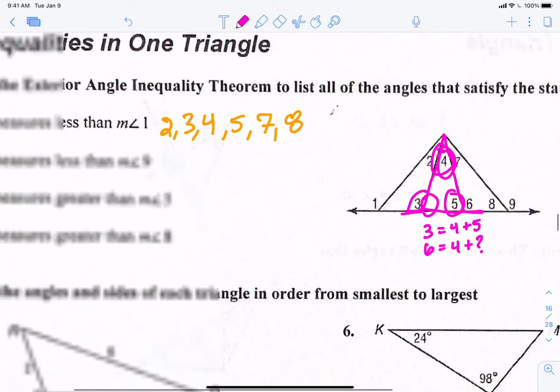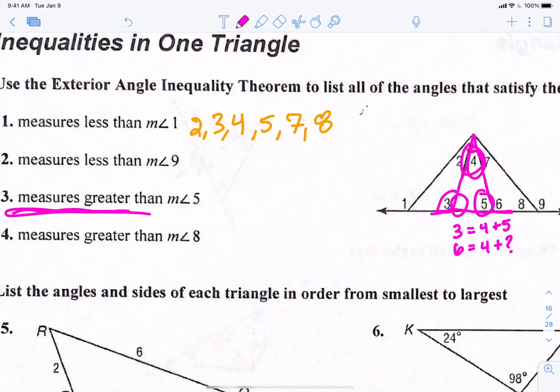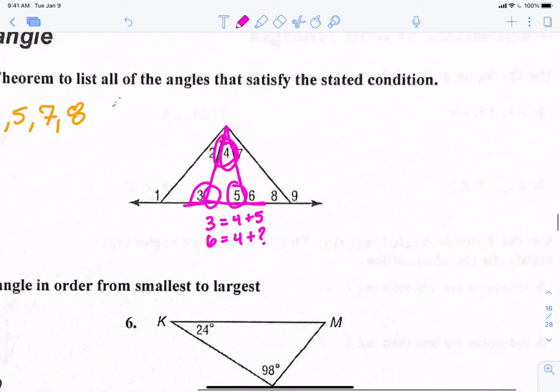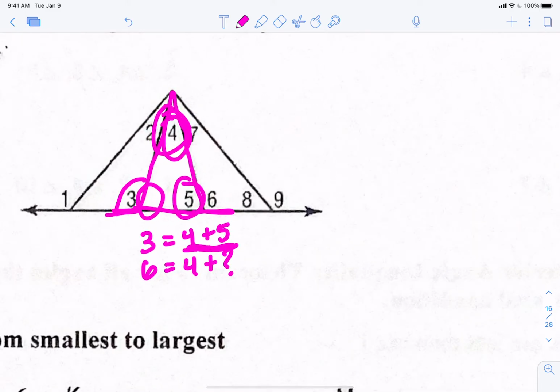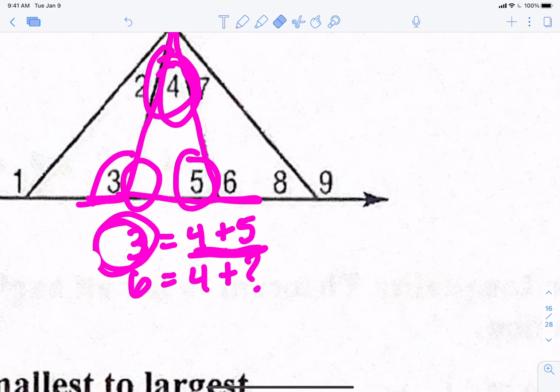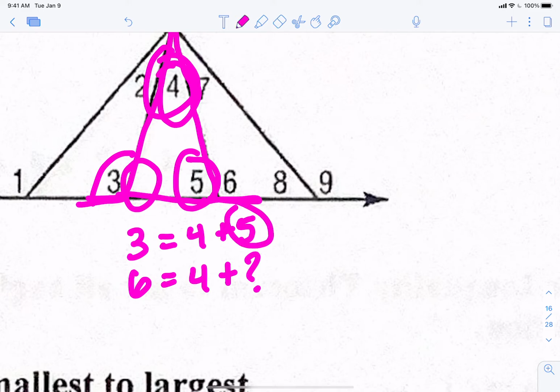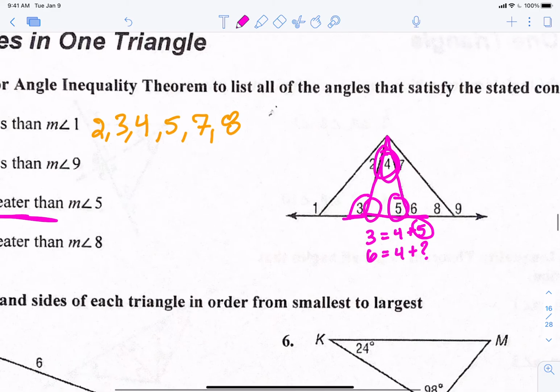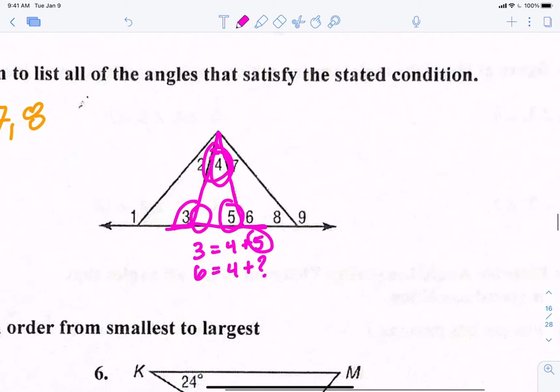Now, we're looking at measures that are greater than 5. That means 5 has to be included in this side, not in this side. Does that make sense? Then we have to figure out what combinations include 5 over here. Okay, so what angle is greater than 5? 3. 3 is bigger than 5. Okay, so that's on my list. Okay, 6, that's the middle triangle.